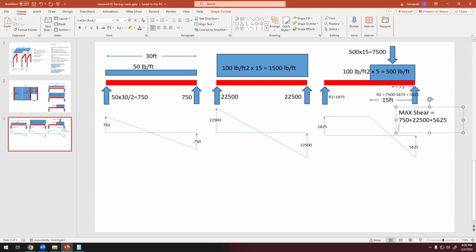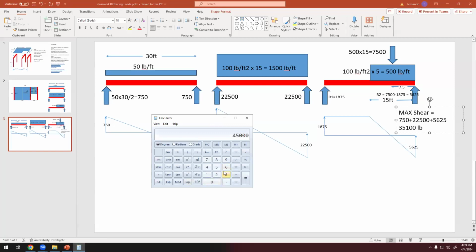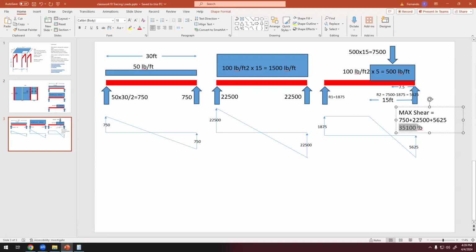How much was it, Zach? 35,000? What? Units? Oh, wait, no, that's mine, sorry. Let me do it. 22,500 plus 5,625 plus 750. It's 28,875. Pounds.